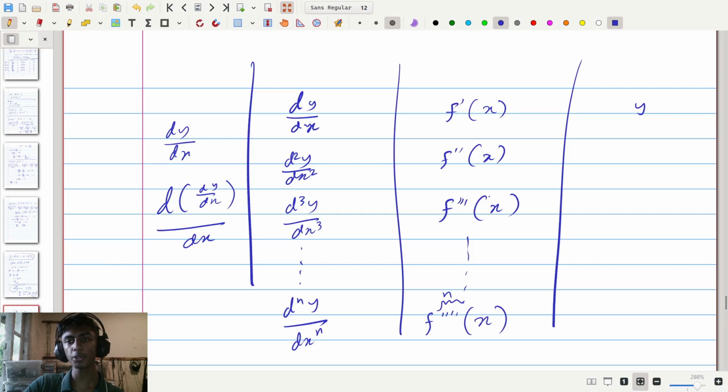For the first derivative, Newton's method has just y dot. For the second derivative, we have y double dot. For the third derivative, we have y triple dot. And for the nth derivative, what we have is a stack like this, stacked all the way up, where we have n number of dots on top of the y.